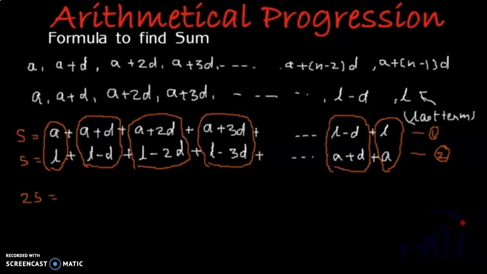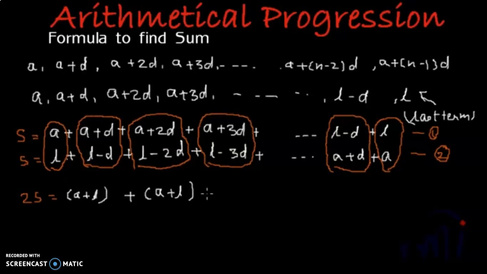So what will come? A plus l, directly below, we will write a plus l. What is the second term? A plus d plus l minus d. Plus d and minus d, what will it be? It will cancel. So what is remaining? Plus d minus d becomes 0, a plus l is left. That's what we are writing there.